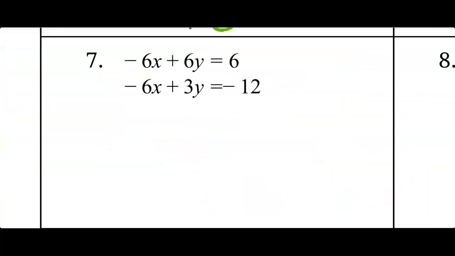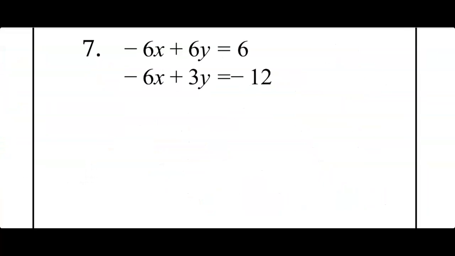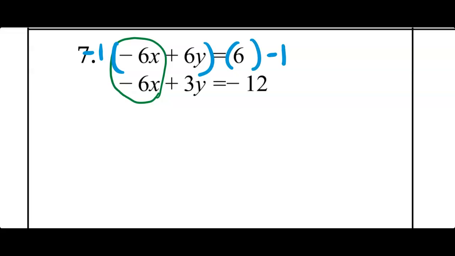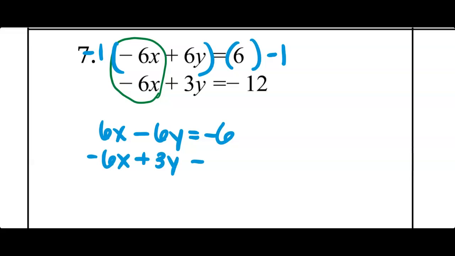Let's do one last problem, and that will be number 7. When I look at number 7, once again, I see that my variables are lined up appropriately. But I don't have an opposite pair. I see that I have two -6's, but when I add those together, they would not give me a 0. They'd give me -12. So I need to multiply one of my equations by -1. So when I multiply by -1, I get positive 6x minus 6y equals -6. And then I'm just going to carry down my second equation as is.